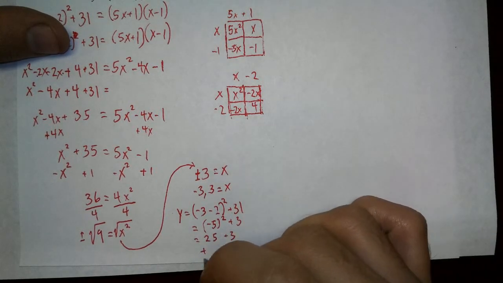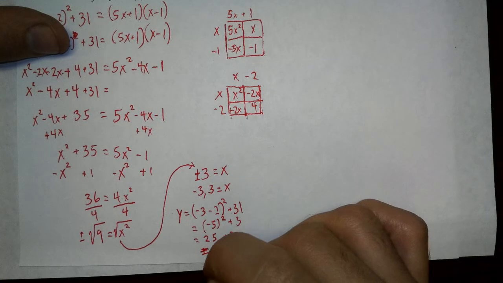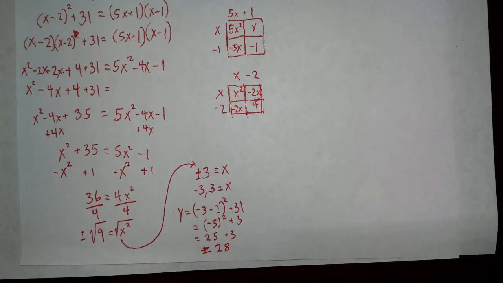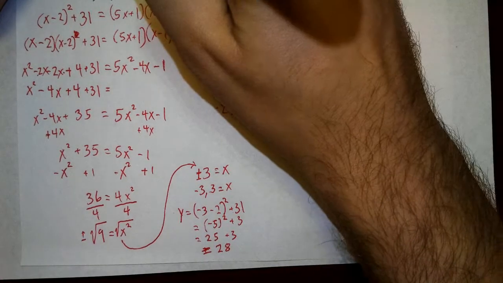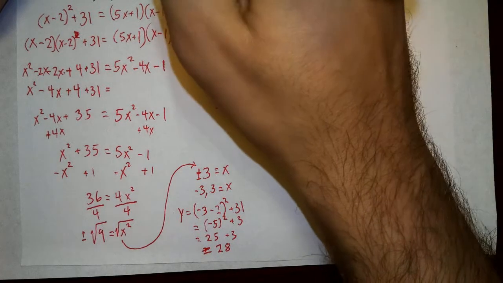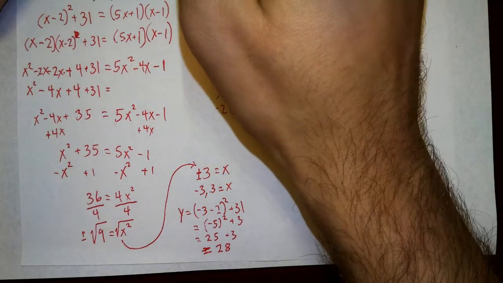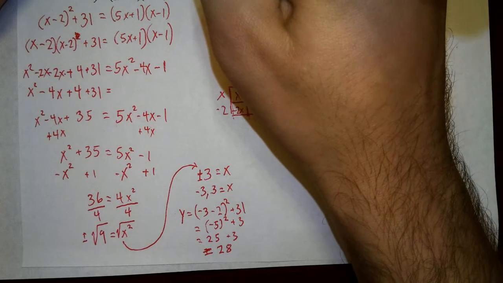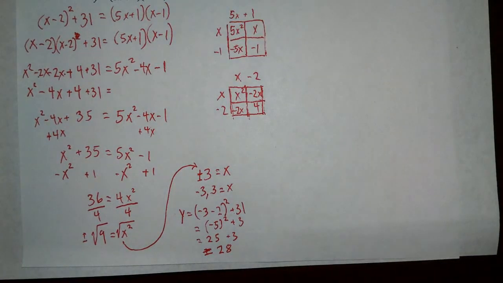25 plus 3 is going to be 28. So my first solution is -3, 28. Awesome. That's solution number 1.